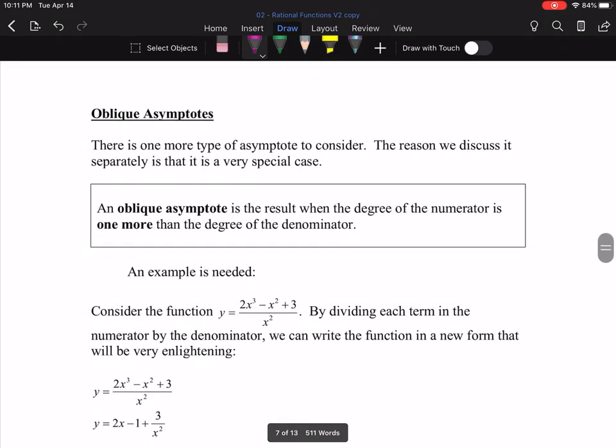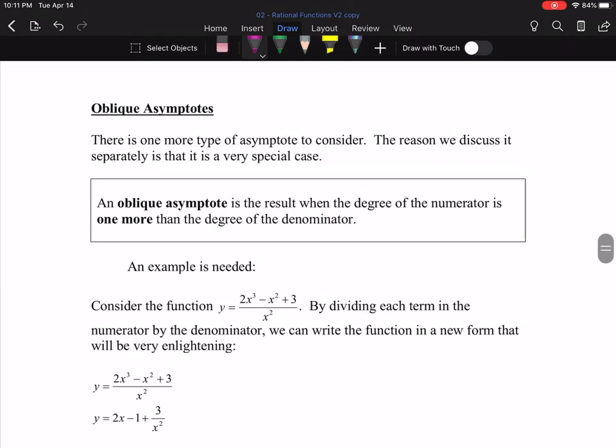Now, as if that wasn't enough details in one lesson, there's one more type of asymptote to consider. Well, that's not true. There are other types of asymptotes, but there's one more type of asymptote to consider in grade 12. The reason we discuss it separately is it is a very special case. In the middle of this end behavior discussion, we started with end behavior being heading to infinity or heading to negative infinity, and now we've learned it can head to a horizontal asymptote.